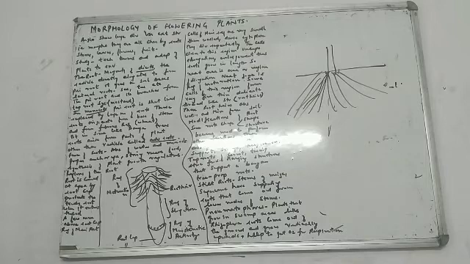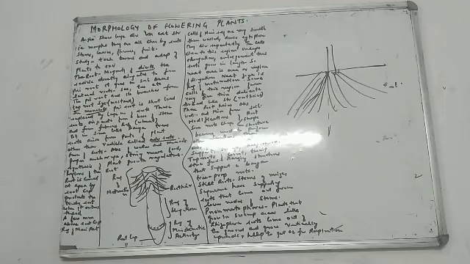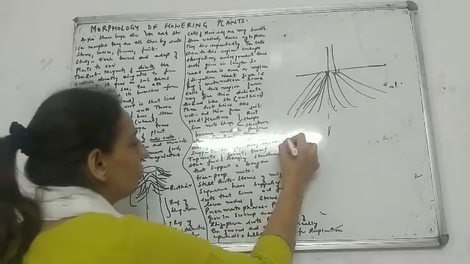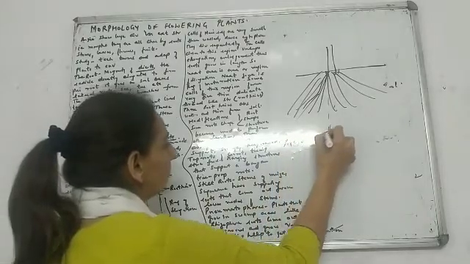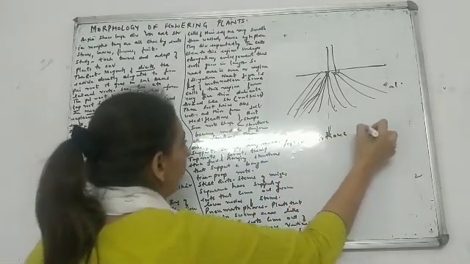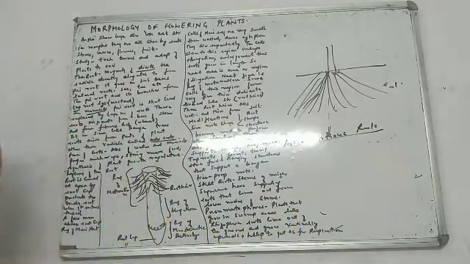Is it okay for everybody? We had the taproot system and we had the fibrous root system. Then we had the adventitious root system. These are adventitious roots, okay? These are the roots which originate from any other part of the plant except for the radicle. Normally the radicle gives rise to the roots.